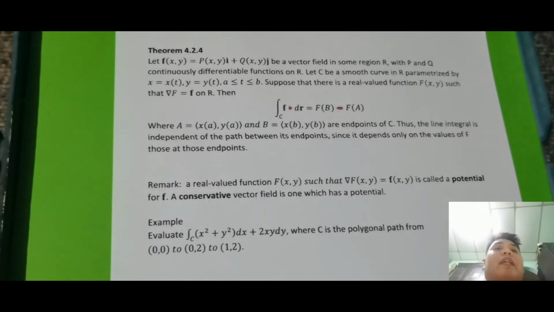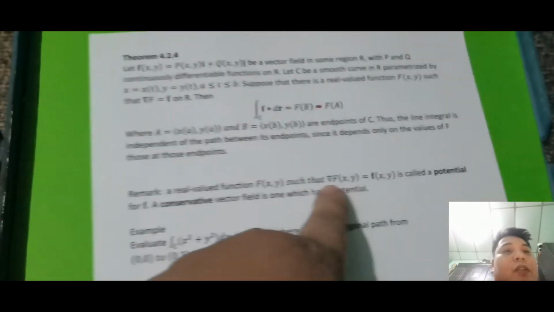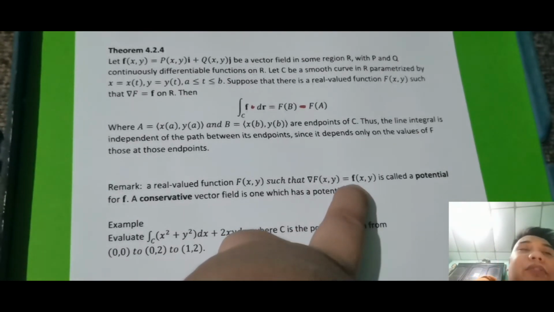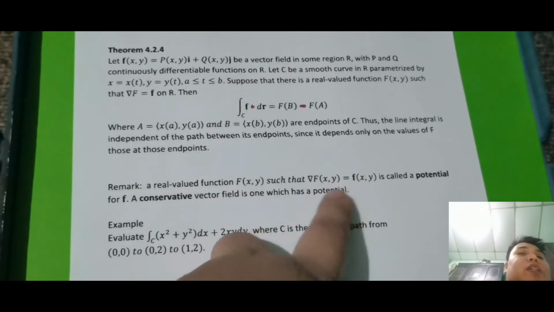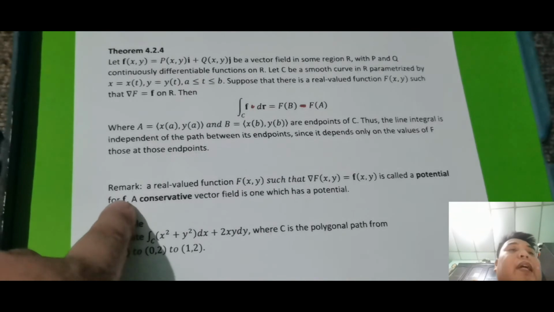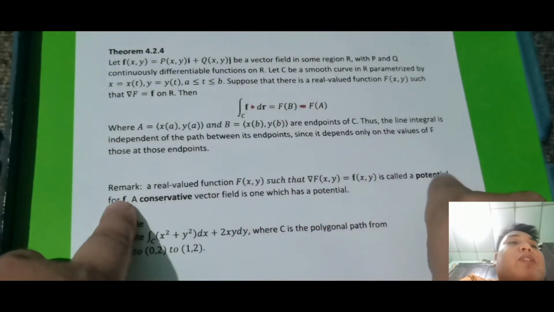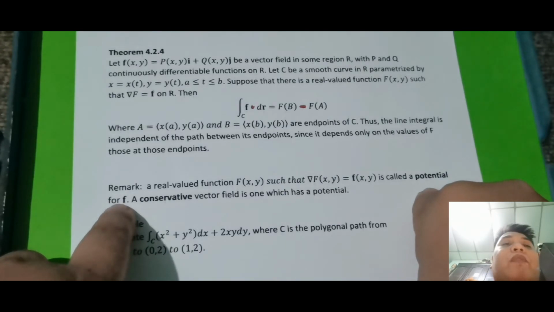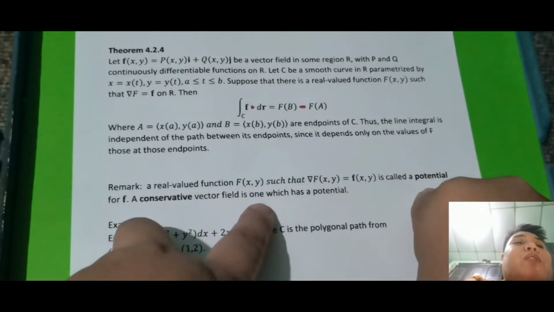Thus, the line integral is independent of the path between its endpoints. So yun nga, independent siya. Since it depends only on the values of F at those endpoints. Now, remark: a real valued function F of x comma y such that the gradient of F is equal to the vector field is called a potential for F. Yung F of x comma y na mahanap mo, ang tawag sa kanya ay potential for F, or the vector field F. Now, a conservative vector field is one which has a potential.